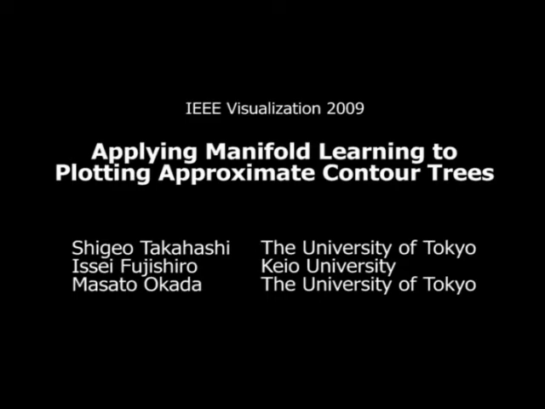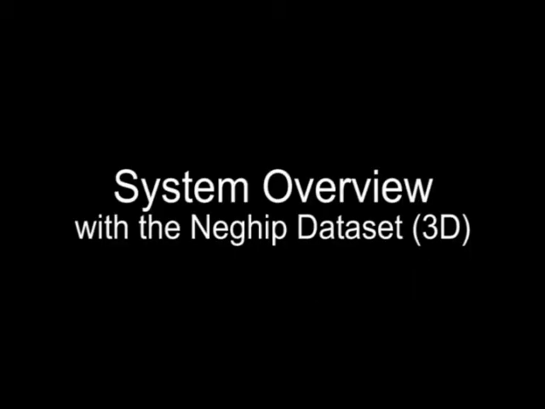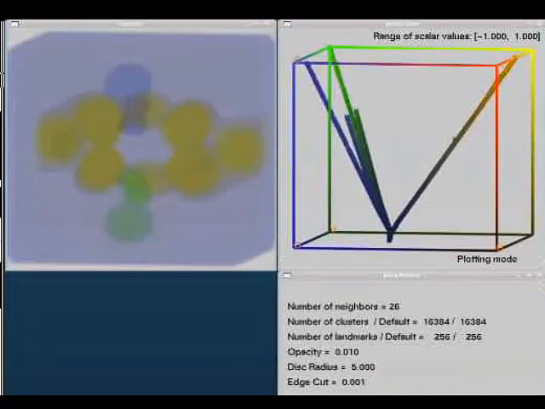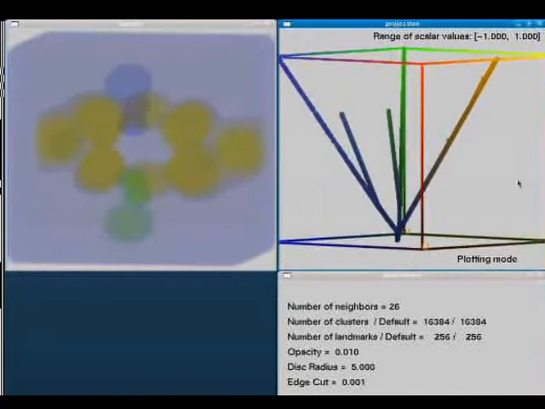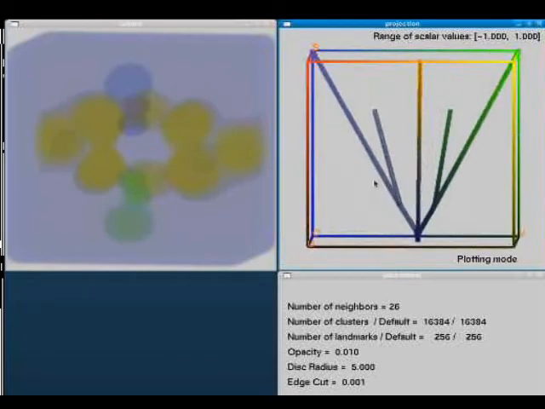This video demonstrates our new approach to plotting approximate contour trees using manifold learning. Our approach tries to find the relative arrangements of representative samples on the contour tree, instead of connecting them to compose a formal graph representation. This is our prototype system for plotting approximate contour trees.